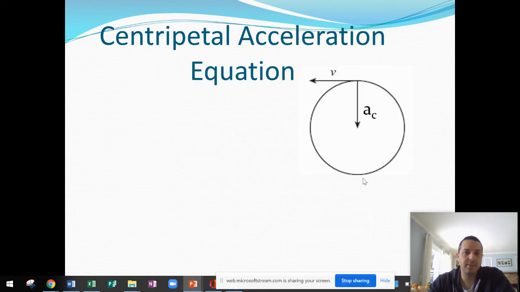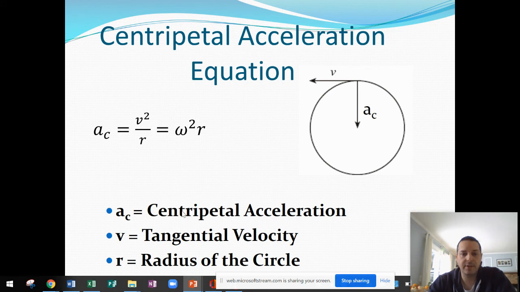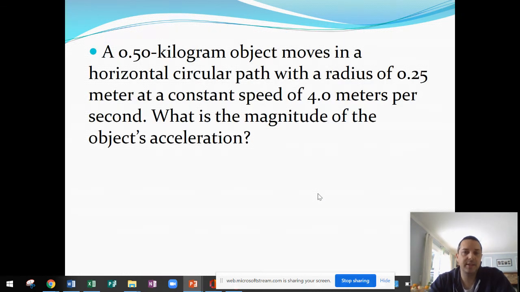The equation for determining centripetal acceleration is velocity squared divided by radius. Now, if you just have speed, circular motion, that works as well. So you can do speed squared divided by radius. When you're talking in terms of angular, it would be angular speed squared times radius. The terms that we have here, obviously, are centripetal acceleration, velocity at tangent, and then r is the radius of the circle. Let's try an example of this.